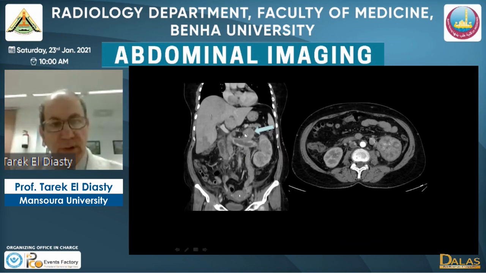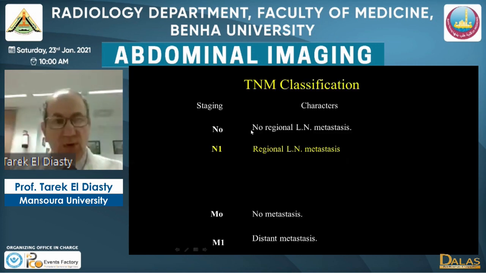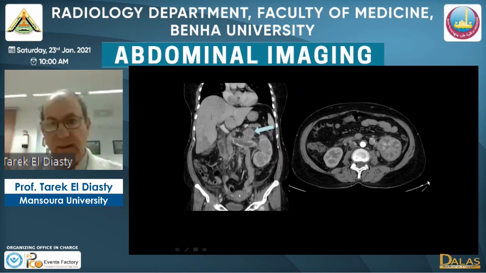And this lymph node, what is the staging of this lymph node? Because it is above the superior margin, it is considered extra-regional lymph node. So according to the last classification, N1 if there is any regional lymph node metastasis, and M1 if there is distant lymph node metastasis. So the last case can be categorized as metastatic lymph node because it is extra-regional lymph node. This is in the coronal image.